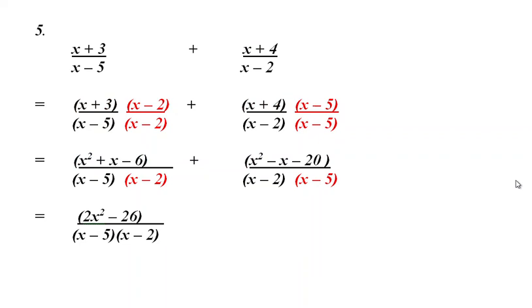And another one, a little bit harder. We multiply this one by x minus 2 over x minus 2. Multiply this one by x minus 5 over x minus 5. Then I think I'll have to multiply out the numerators and get x squared plus x minus 6. And here we get x squared minus x minus 20. Add the numerators and we get 2x squared. The x's go and minus 26. And I'll leave the denominator the same.